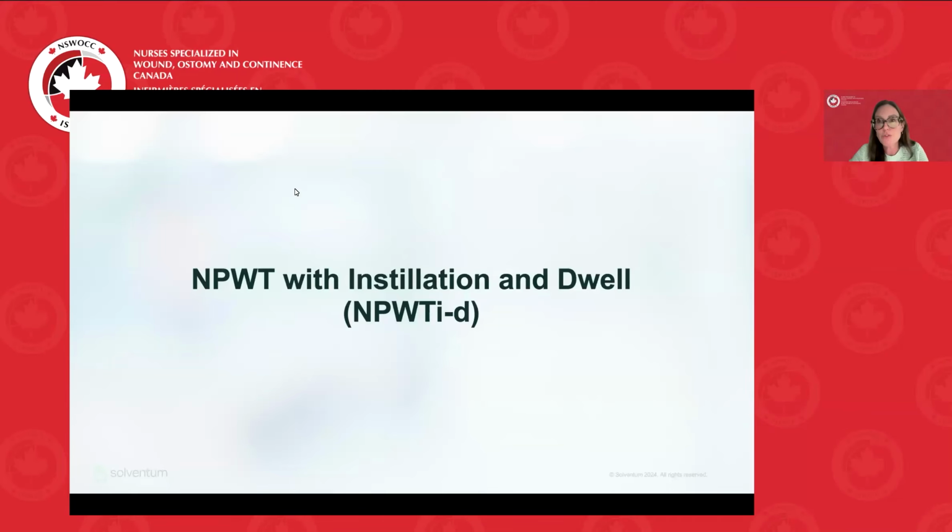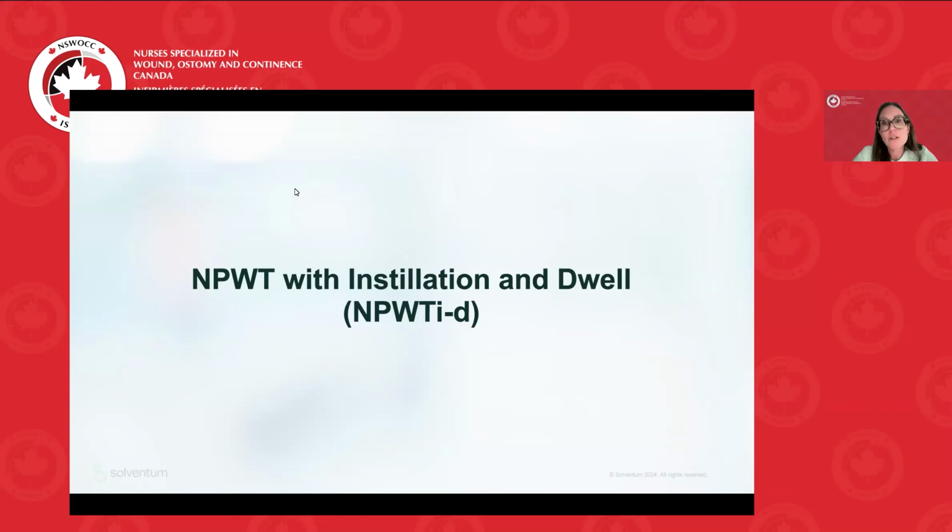Okay, so we've kind of gone through the drape. The next thing that I want to go through just very quickly is the negative pressure with instill and dwell. This is another solution from Solventum that was life-changing for me. My practice is both acute care, post-acute care, and ambulatory. So I have the luxury of being able to see my patients in the hospital, in the clinic, and then in the post-acute care setting as well.